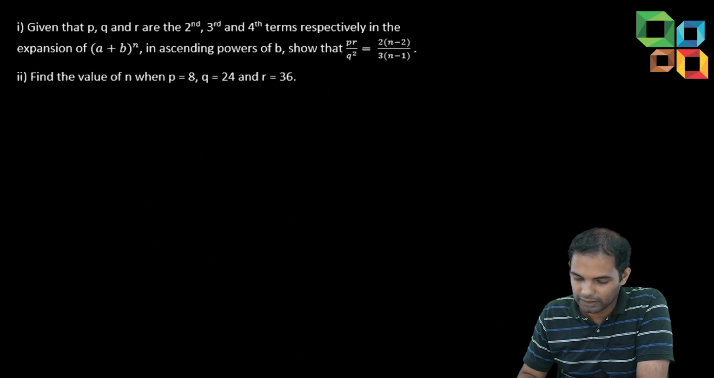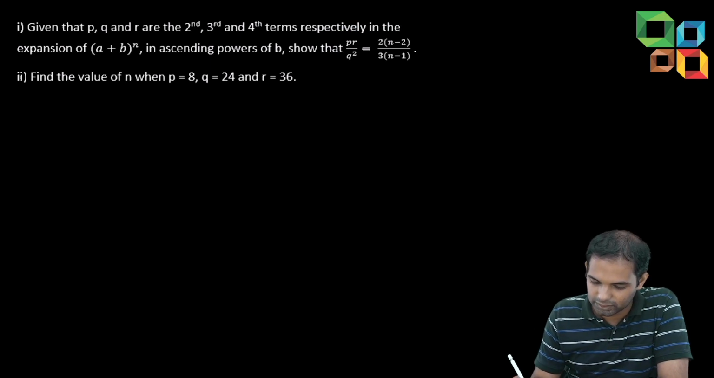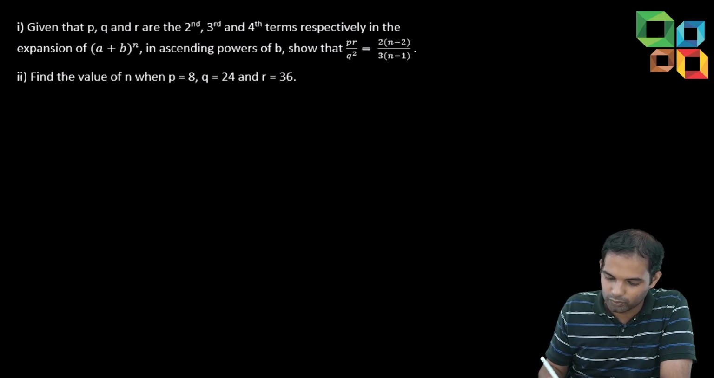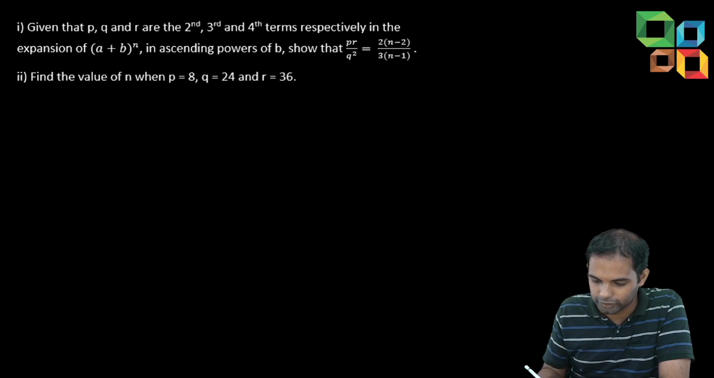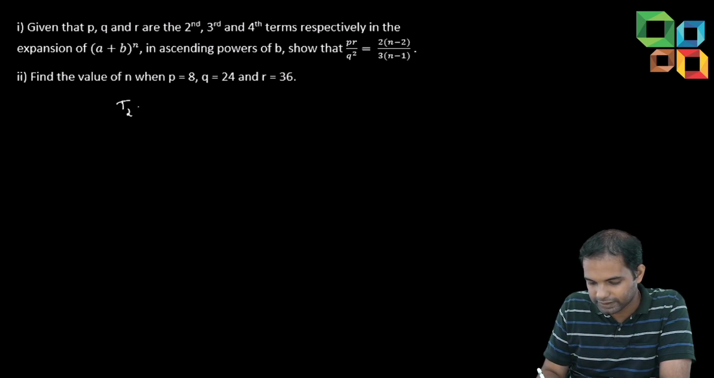Given that p, q, r are the second, third and fourth terms of this expansion, in the ascending powers of b. Usually we take the same order: the highest, decreasing power of a and ascending power of b, right? Okay, show that this is equal. Fine, the second part we'll look at later. First, let us figure out what the second term, the third term, and the fourth term are.